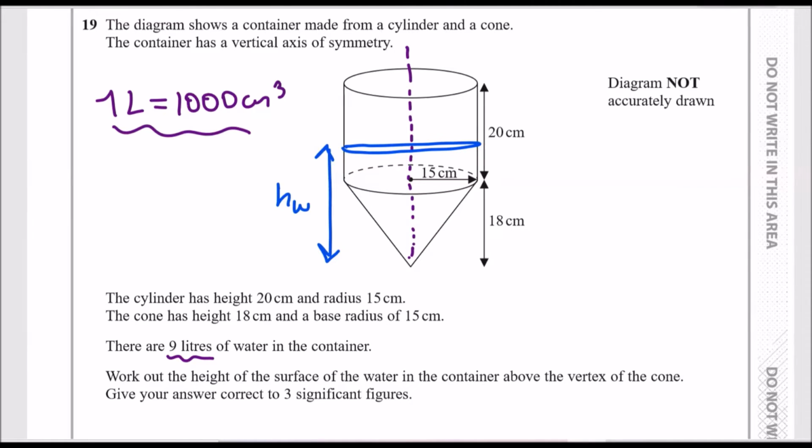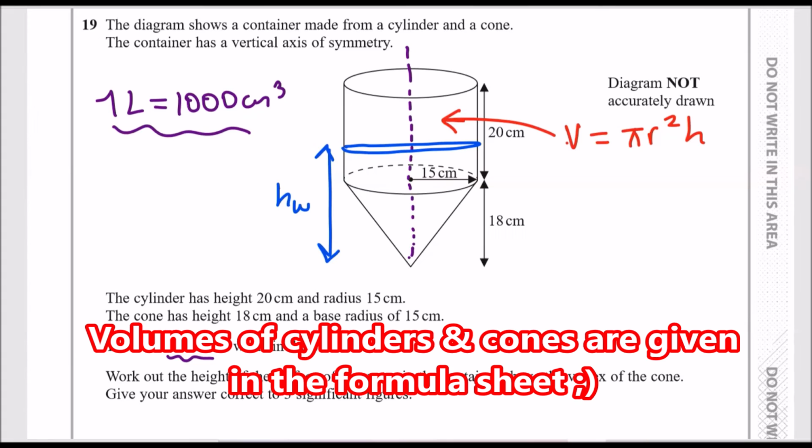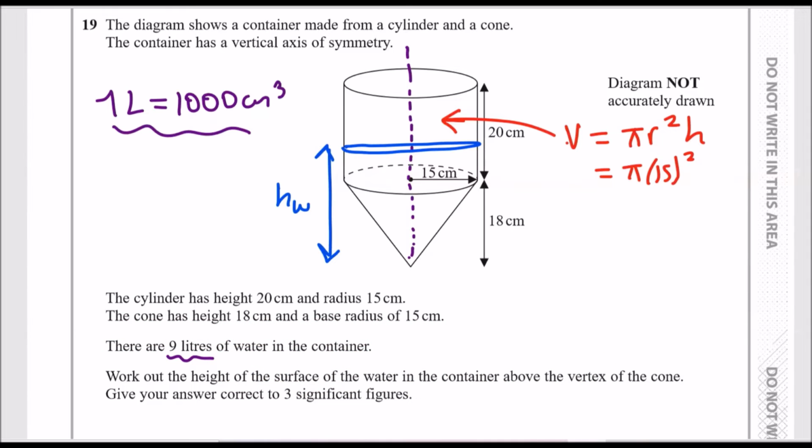Now, first things first, what is the volume of a cone and volume of a cylinder? So in this case, the volume of the cylinder, so I'm just going to label this part here, is pi r squared h, where r is the radius, h is the height. And because we've got everything, it's just pi times 15 squared times your height of 20. And this simplifies to 4500 pi.